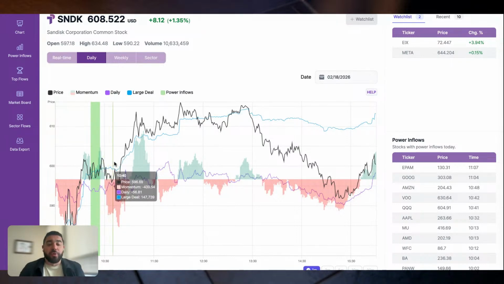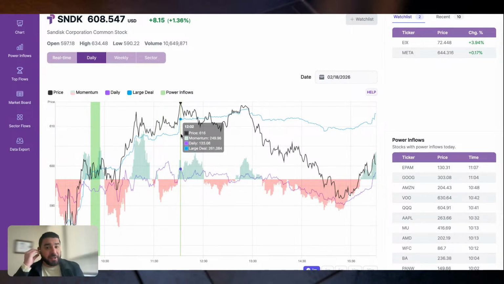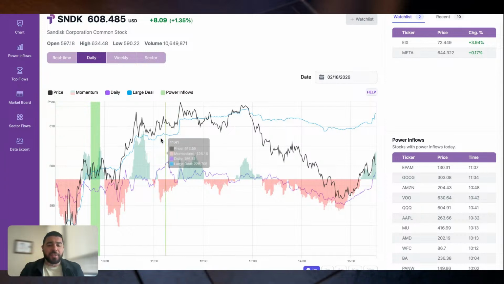And then shortly following the signal, you can see a real spike. You can see how that trend really lasted throughout much of the afternoon. Eventually it got up to a high of about 616 or so. And you can see how that was coinciding with the retail side.